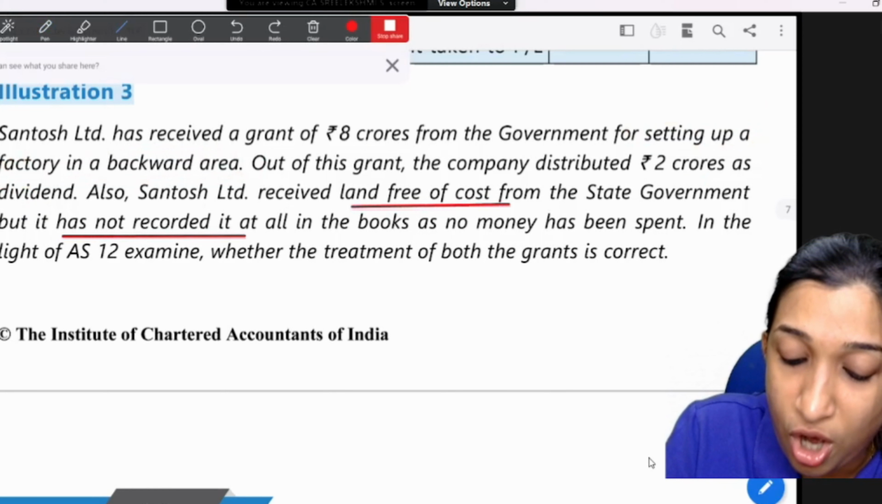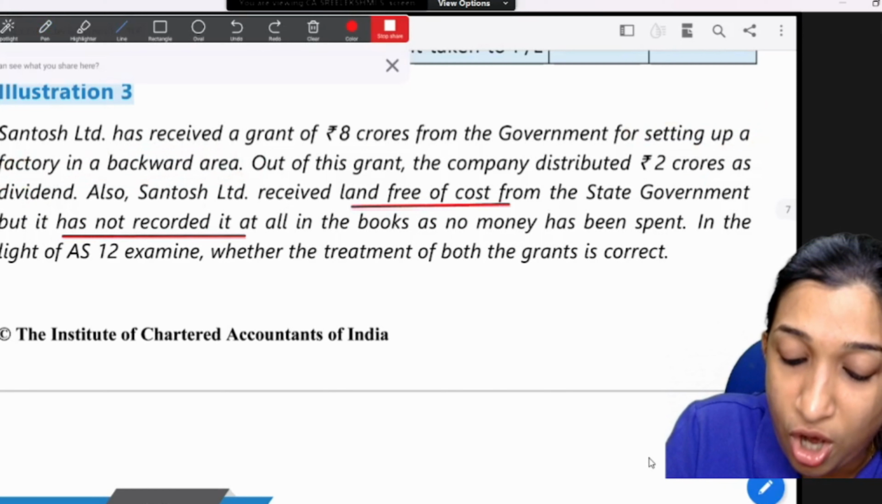So, what is the journal entry? Bank to government grant. Government grant to capital reserve. Can I combine these two journal entries? Of course, you can combine. These two journal entries can be combined.